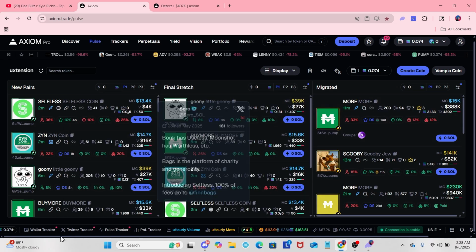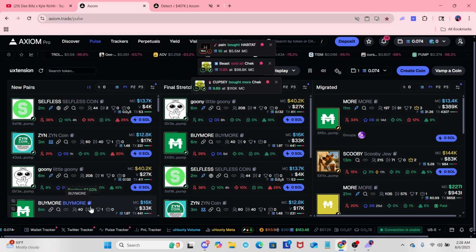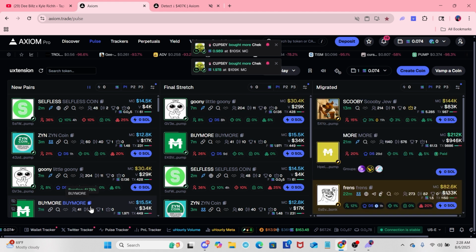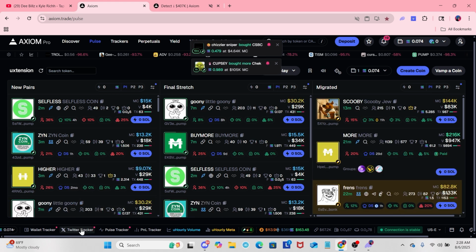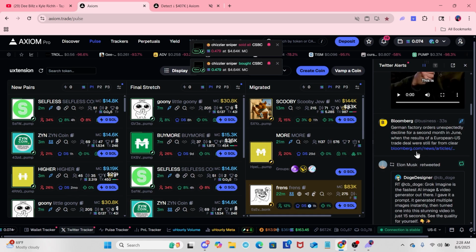That's it for wallet. Now that's the good thing about Axiom too. Not all trading platforms come with a wallet tracker and Twitter tracker. Axiom is really cool that it comes with both those things, and it's for free too. So you don't have to pay for a Twitter tracker when it comes with one for free. You know what I mean?